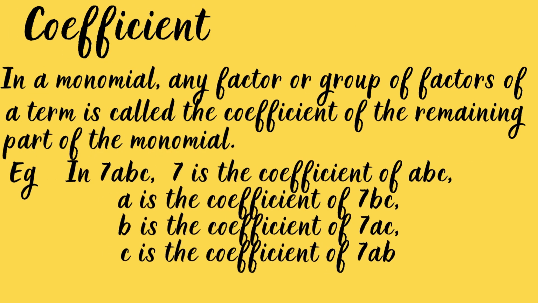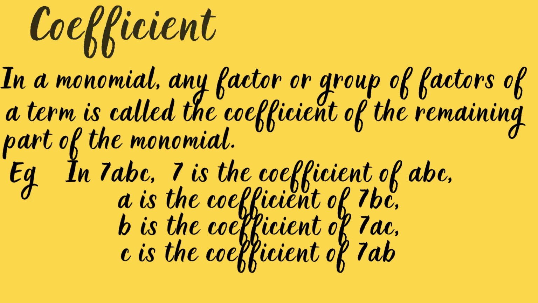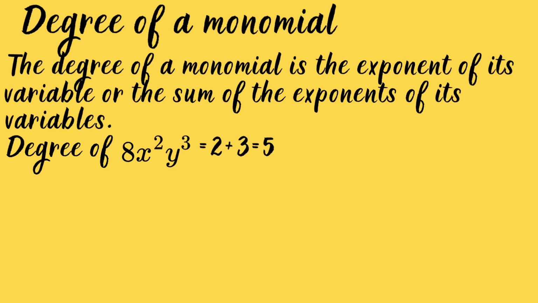Coefficient. Now, in a monomial, any factor or a group of factors of a term is called the coefficient of the remaining part of the monomial. That is, in 7abc, 7 is the coefficient of abc. The same way, a is the coefficient of 7bc, b is the coefficient of 7ac, and c is the coefficient of 7ab.